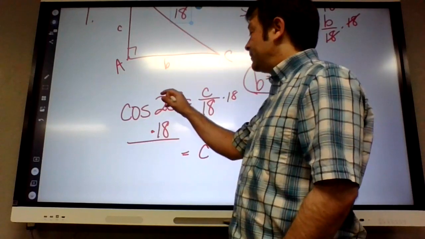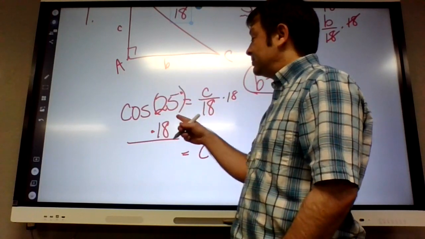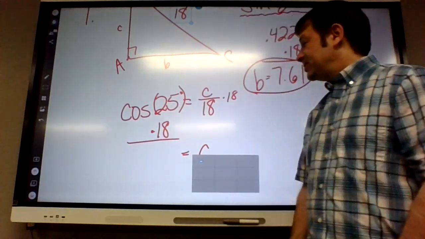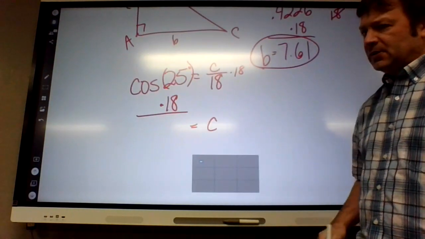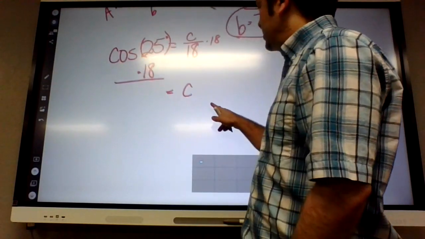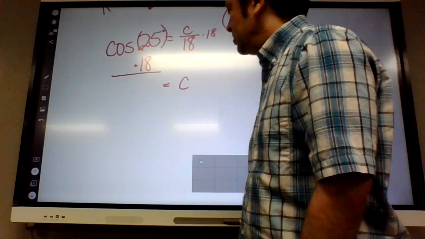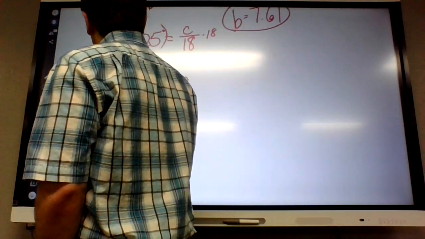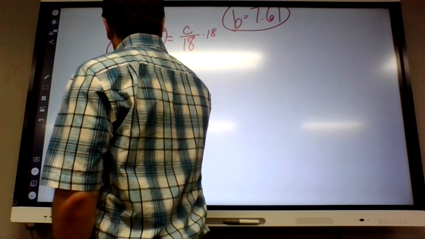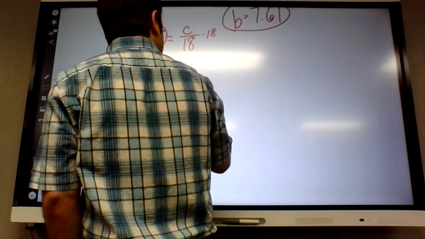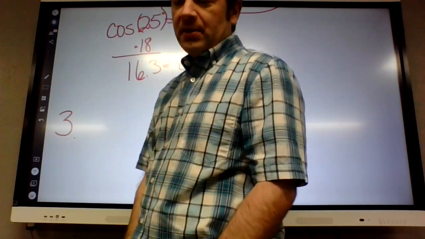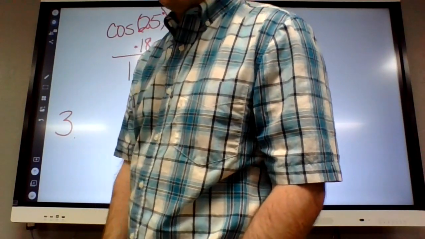A lot of you might have to close the parentheses if your calculator opens a parenthesis, and then hit times 18. It just depends on the calculator, I guess. Okay, what did I say that was? 16.3? See, it's not so bad.